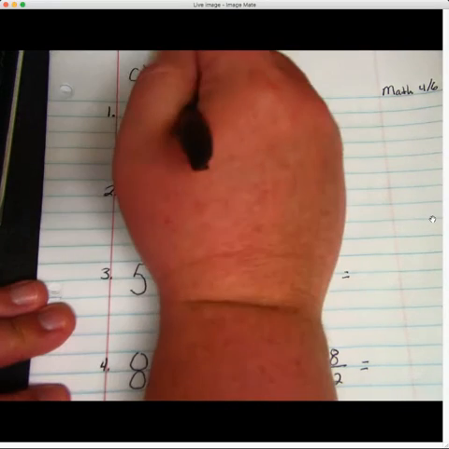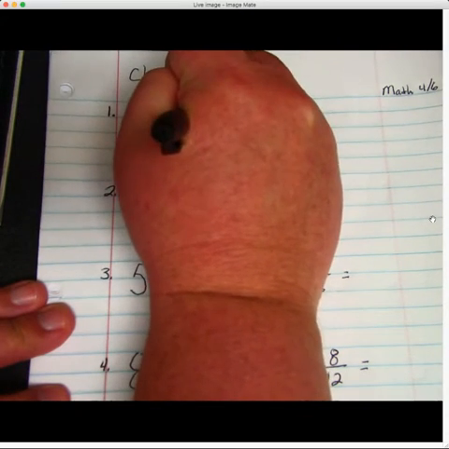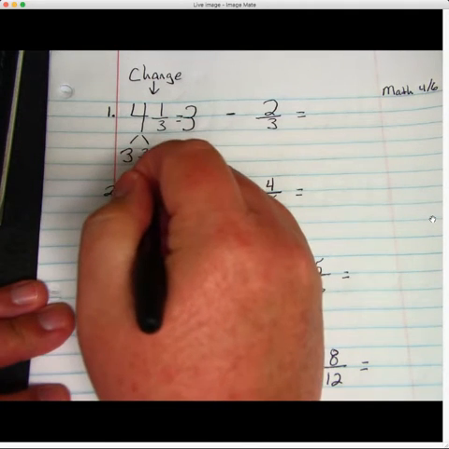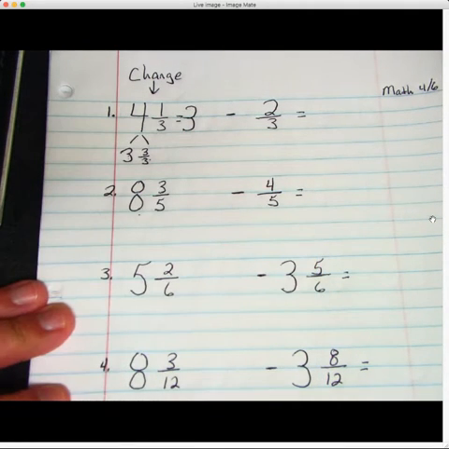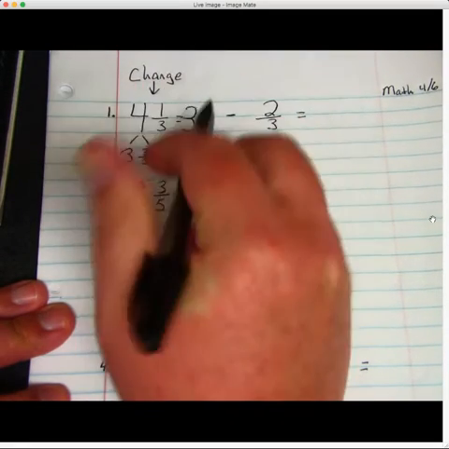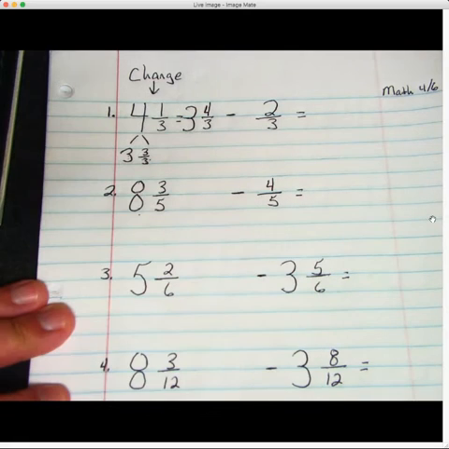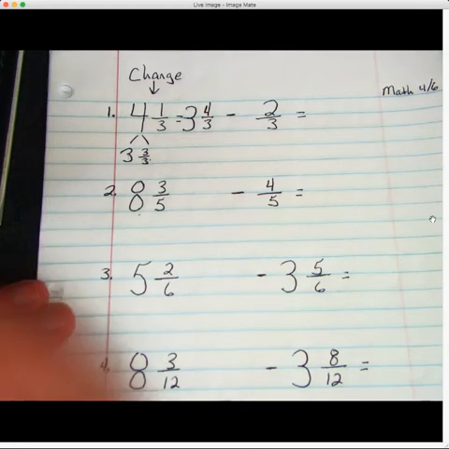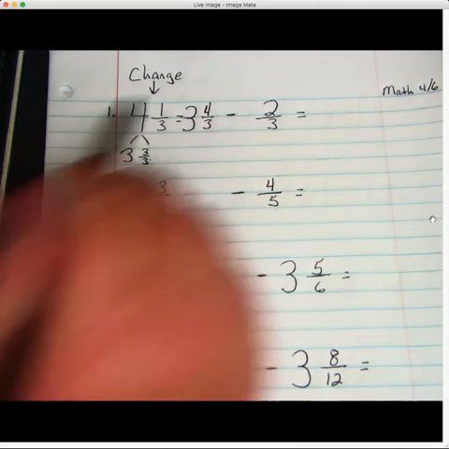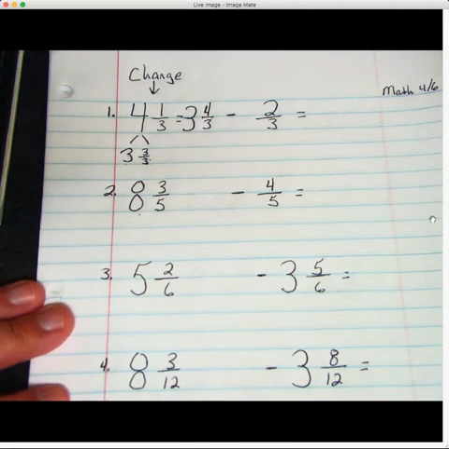Now, that turns 4 1/3 into our whole number of 3, and then we've got 3/3 and 1/3 more. So we change it into 3 4/3 because 3/3 plus 1/3 is 4/3. So we decompose the 4 into 3 3/3, added the 1/3 we already have, and that makes it 3 4/3. We did that because we have to take 2/3 away.